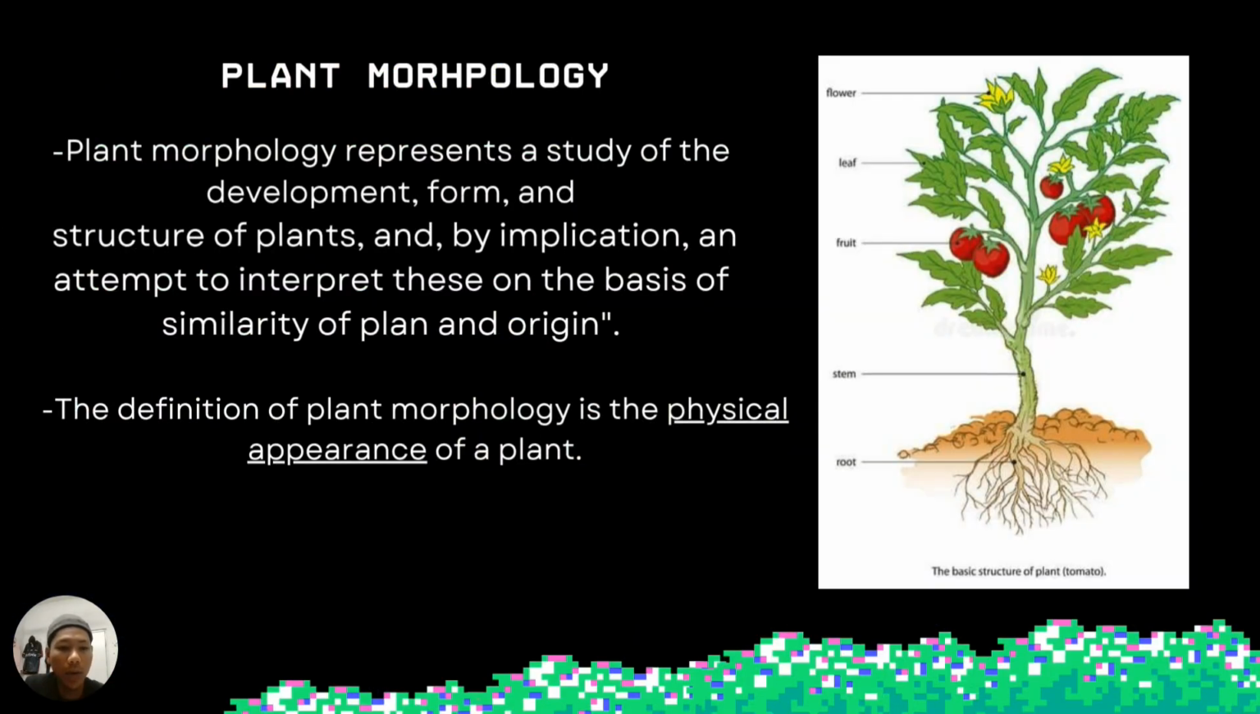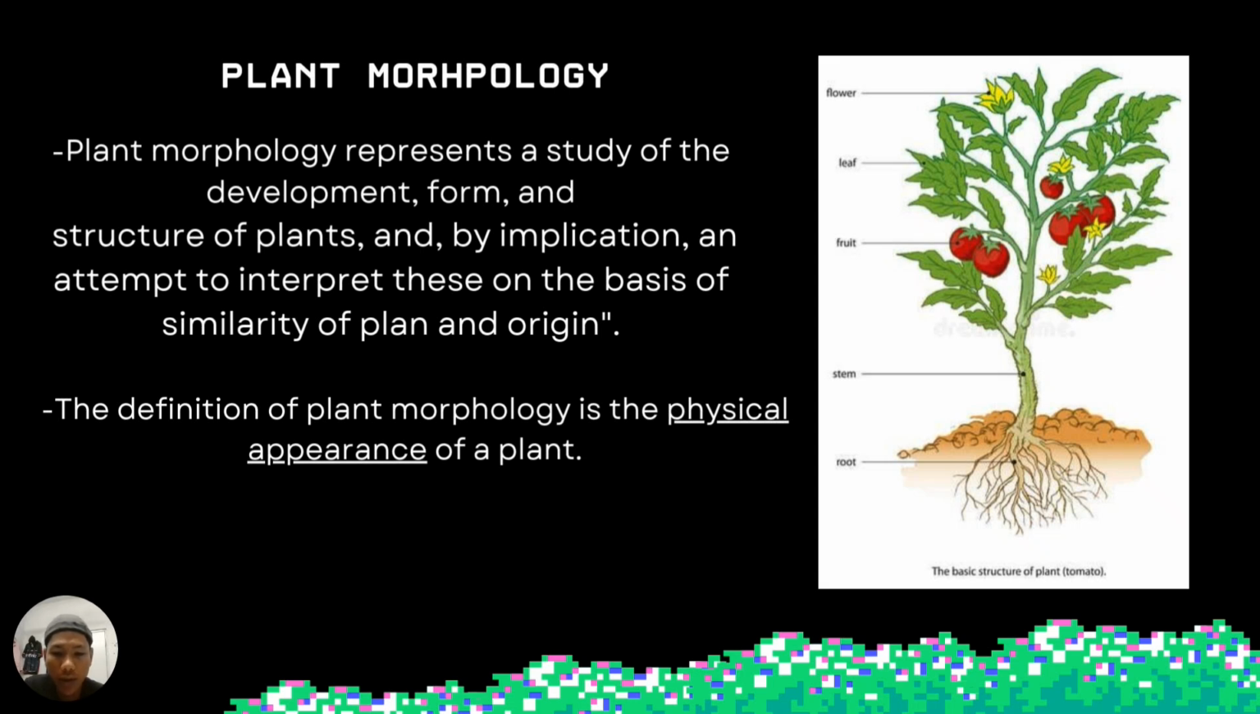Okay, the first subtopic I will explain is about plant morphology. Plant morphology represents a study of the development, form, and structure of plants, and by implication, an attempt to interpret this on the basis of similarity of plant and origin. The definition of plant morphology is the physical appearance of a plant.